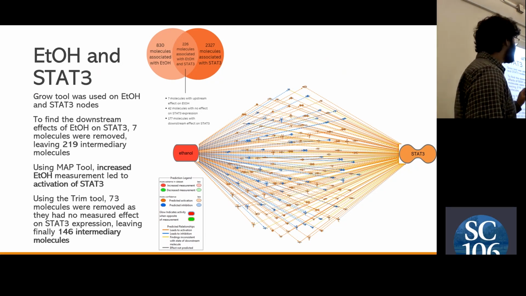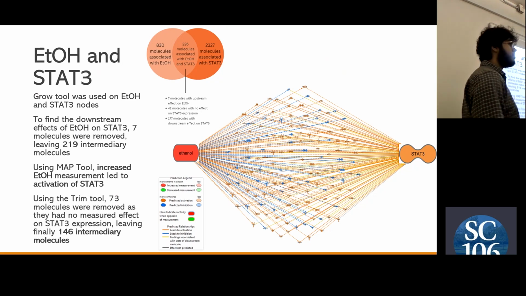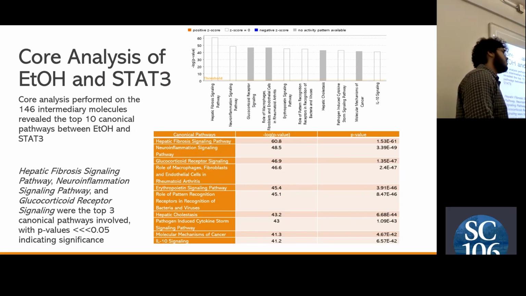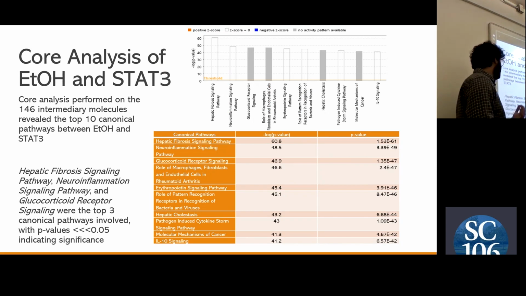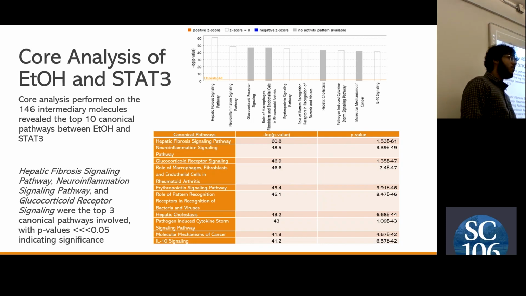Using the TRIM tool, I removed 73 intermediary molecules as they had no measured effect on STAT3 expression, and this left me with 146 intermediary molecules. Then I performed core analysis on these intermediary molecules, and I found the top 10 canonical pathways involved, with hepatic fibrosis, neuroinflammation signaling pathway, and glucocorticoid receptors as the top 3 most significant canonical pathways.